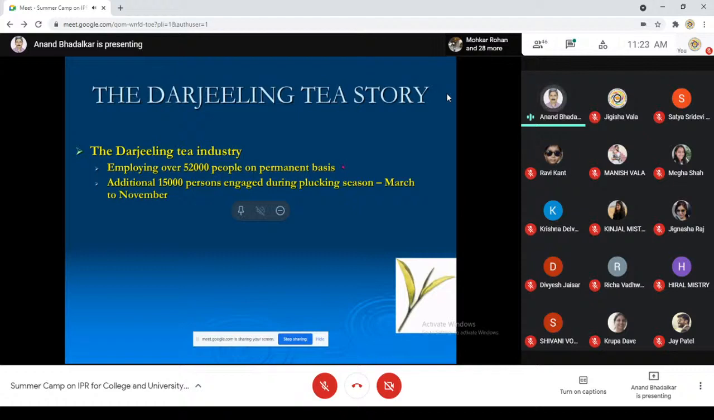Okay, in 2003 we woke up, and by then already 52,000 people were employed in this Darjeeling tea industry. There were other 15,000 that are employed only during the season, the peak season, and a lot of them are women.